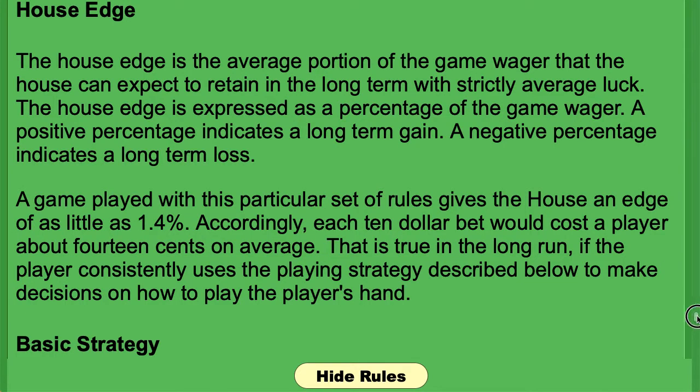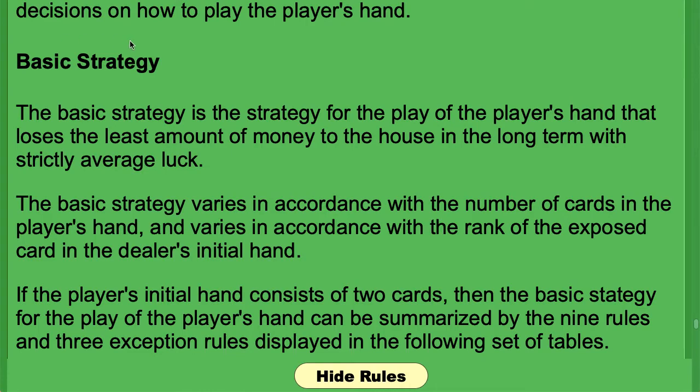And the player strategy described below is the basic strategy for this poker-like big slick card game. The basic strategy is the strategy for the play of the player's hand that loses the least amount of money to the house in the long term with strictly average luck. So we're not thinking of the possibility that maybe we can predict the outcome of future events and thereby turn the odds of the game into our own favor that way. We're thinking in terms of, no, you can't do that. The best thing to do is just to try to play the strategy that loses the least amount of money to the house in the long term with strictly average luck.